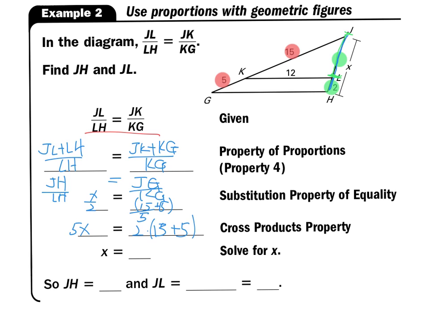Right there. Now if you do your algebra, you should have x equals 8. And therefore, JH should be 8. JL should be 8 minus 2, and that should be 6. Okay?